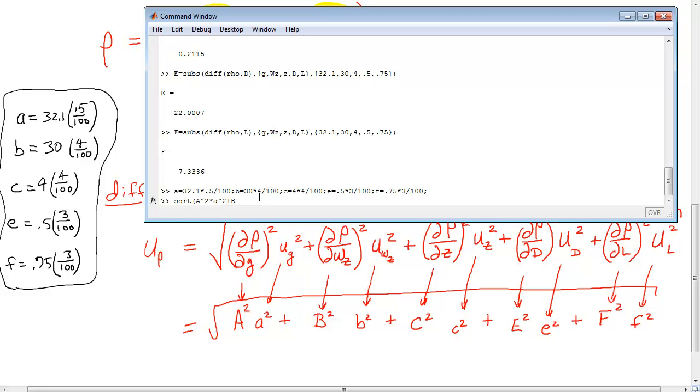plus capital B squared times little b squared plus capital C squared times little c squared. Hopefully I'm not messing up. I'm going to go back and review. Now I have to go straight off to e, capital E squared times a little e squared plus a capital F squared times a little f squared. Now let's make sure I've done everything right.